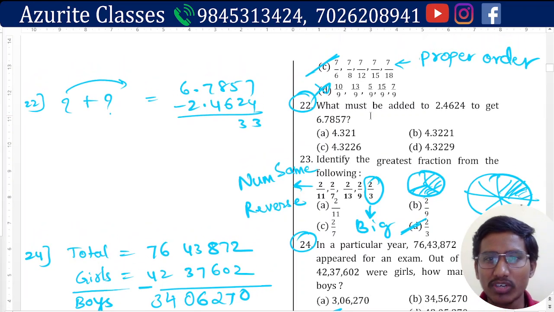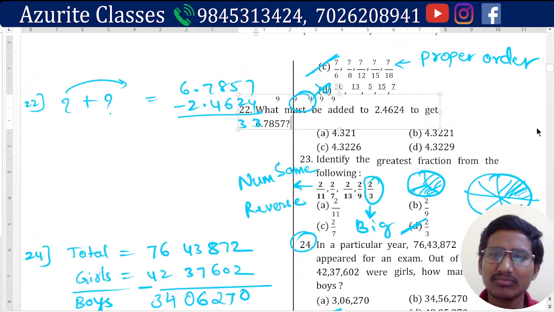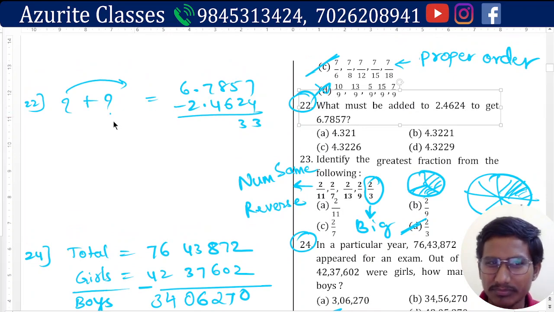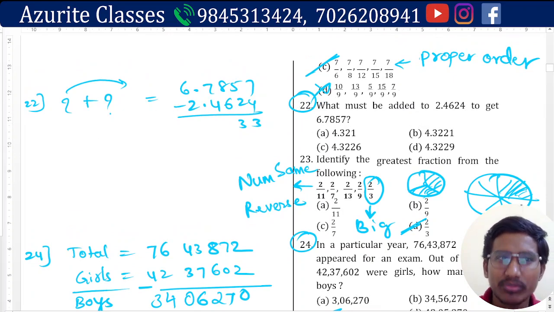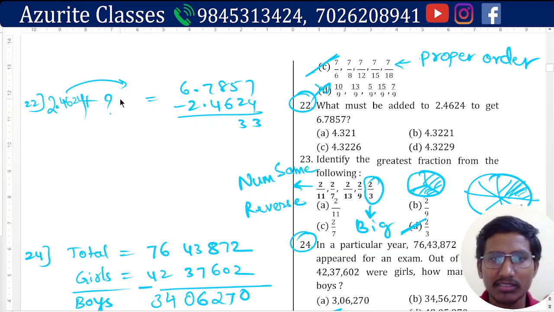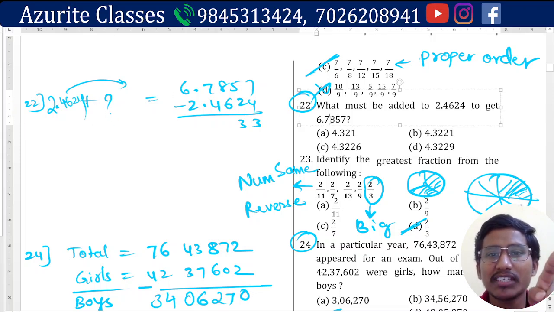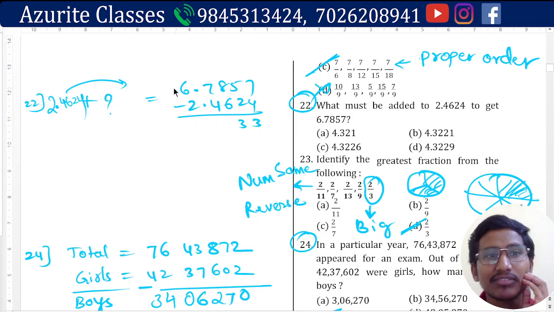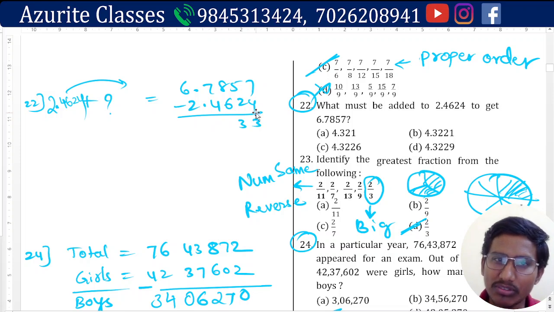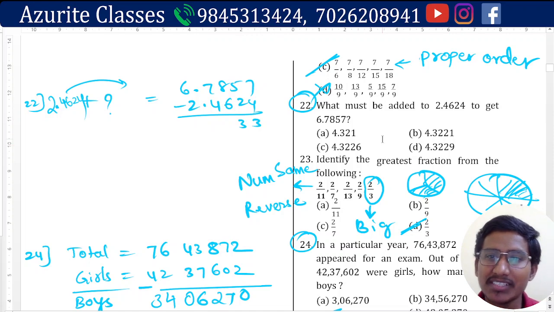Okay, so 22. What must be added to get this much? It is easy. We have to subtract both of them. Here, if you want to understand, 2.4624, what must be added? What must be added means plus how much, question mark, we will get the answer 6.7857. If you take that to the other side, plus will become minus, so we have to subtract. If you subtract 7 by 4, 3 will come. 5 minus 2 is 3.